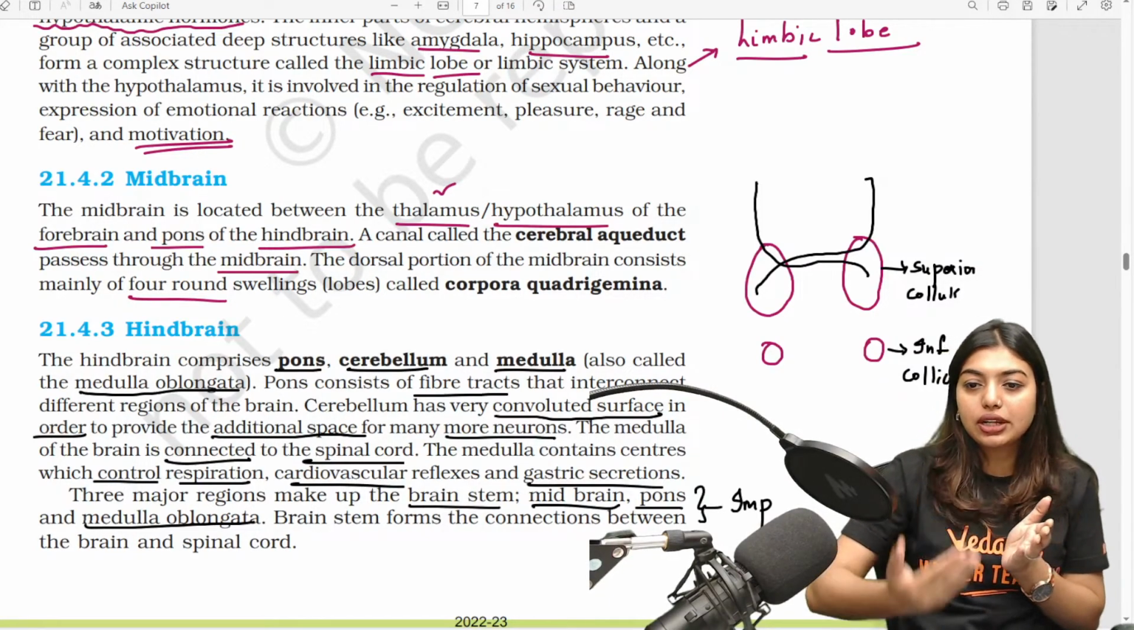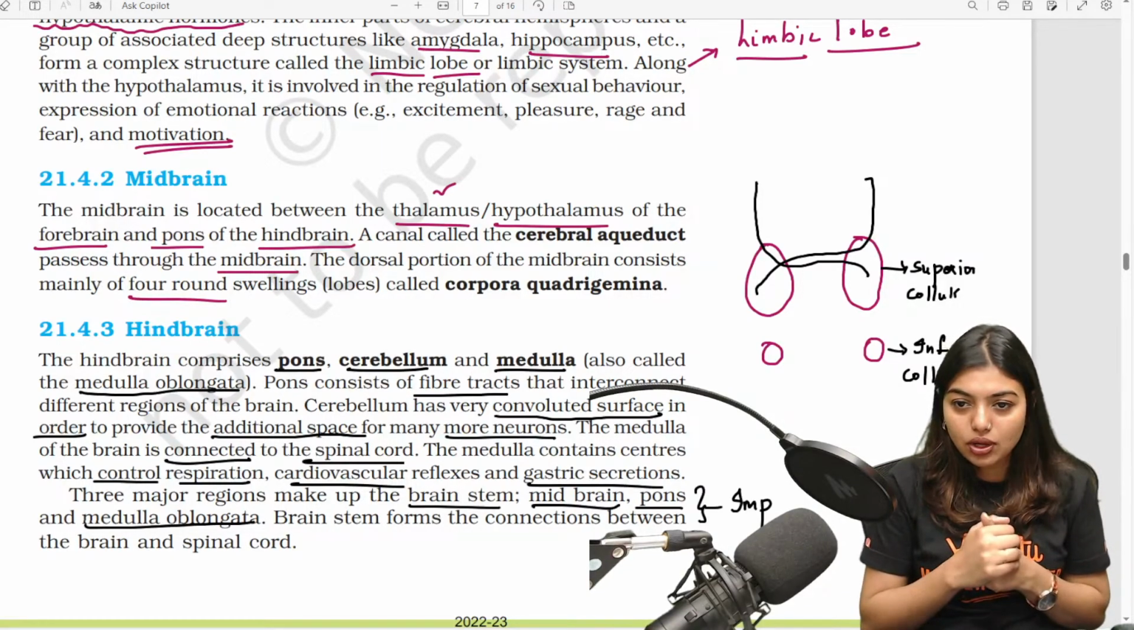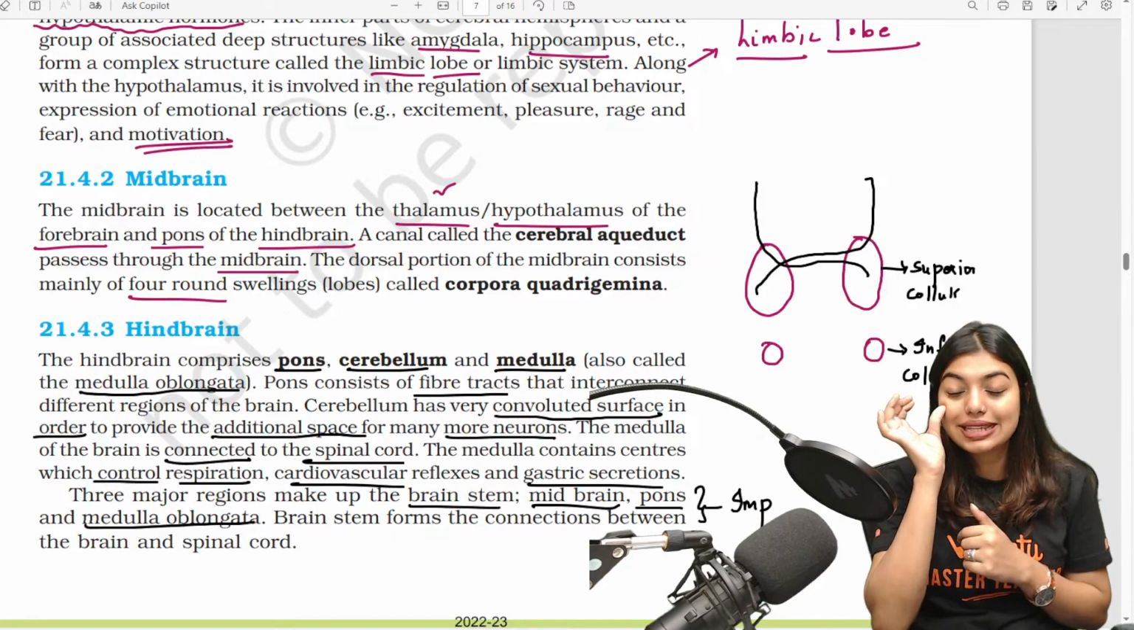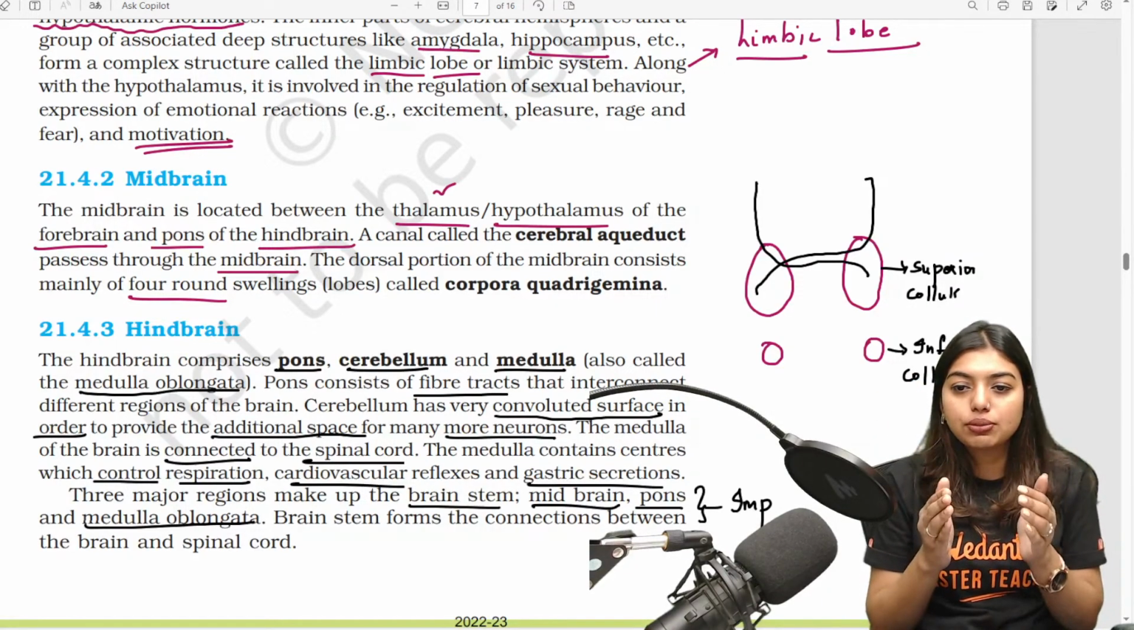So when a person drinks alcohol, it is noticed that the person walks in a zigzag pattern. Why does the person walk in a zigzag pattern? Because the cerebellum is affected when a person is drinking. So the cerebellum is going to maintain your balance.